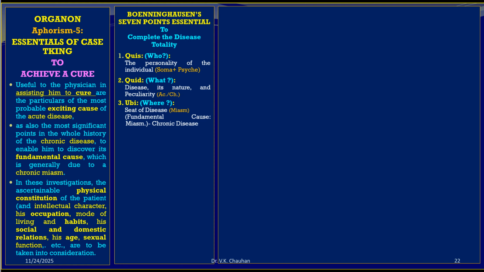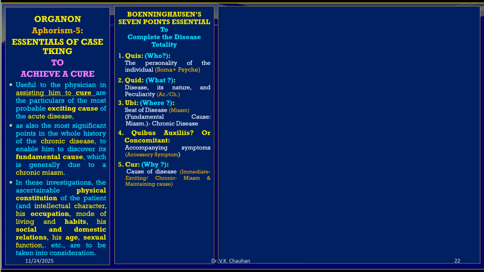What is the seat of the disease, you need to understand. And quibus auxiliis, or concomitants: apart from your symptoms, what accompanying symptoms, what accessory symptoms you are carrying. If you could not have these, probably you don't have good patient data to select a good medicine. And then cur, the cause of the disease, the immediate exciting cause. In acute diseases, exciting cause. In chronic diseases, suppression of certain diseases will lead to secondary and tertiary manifestation of those particular chronic miasms because they are suppressed.